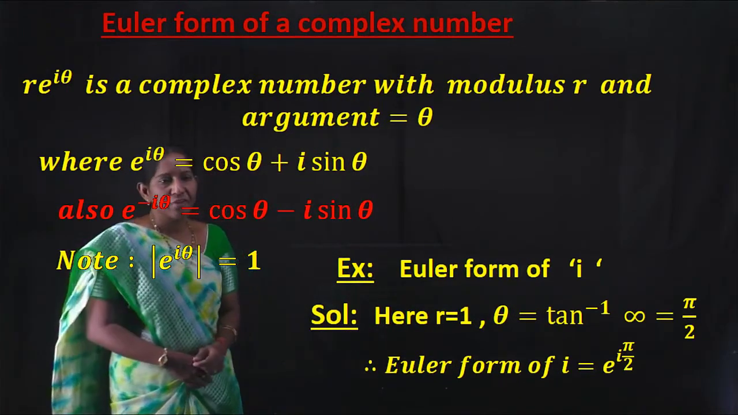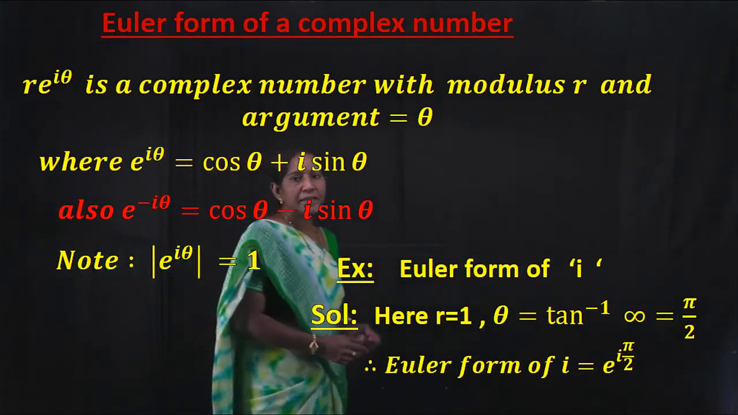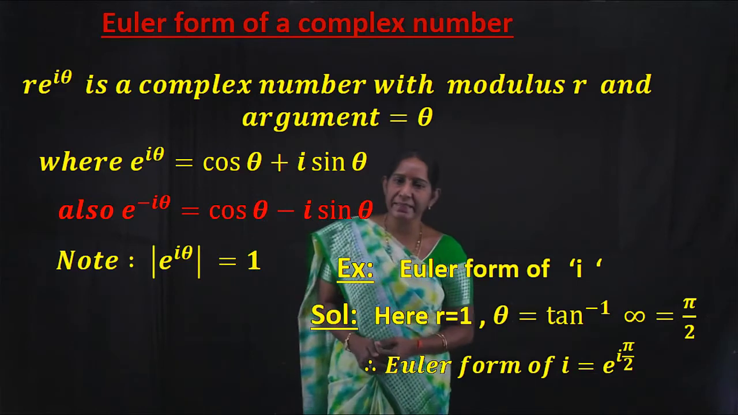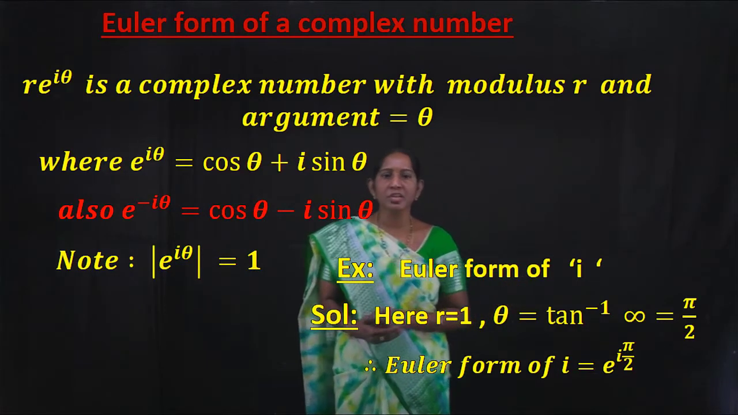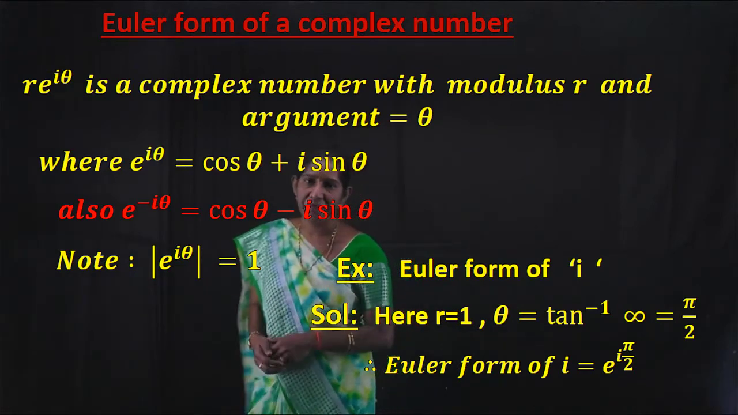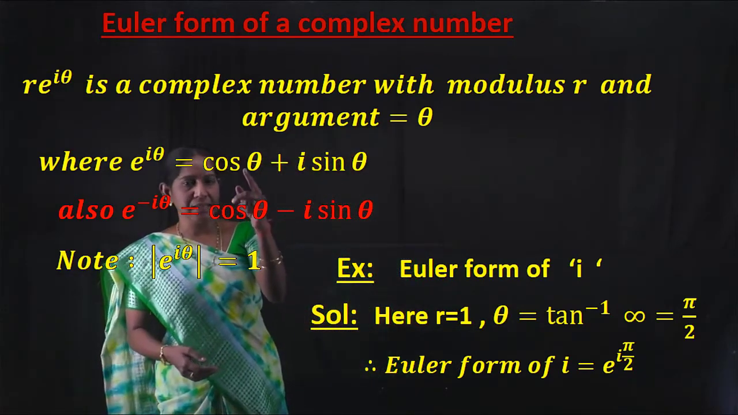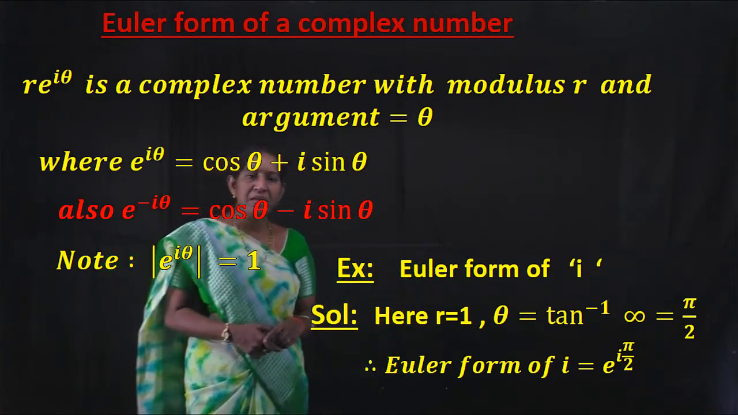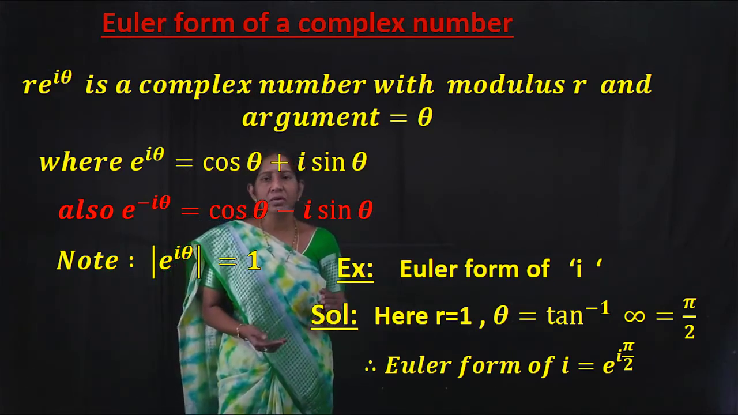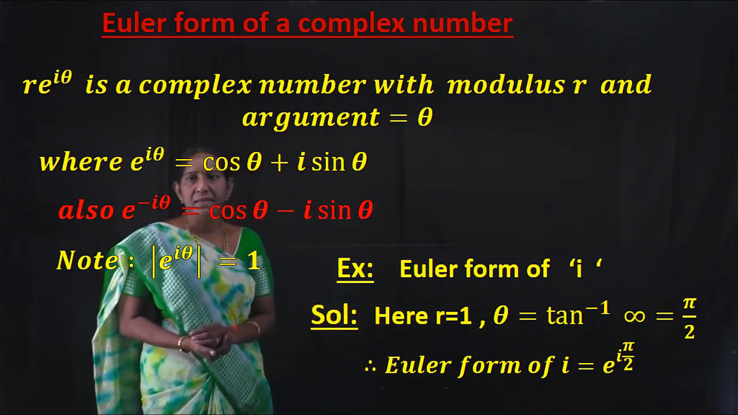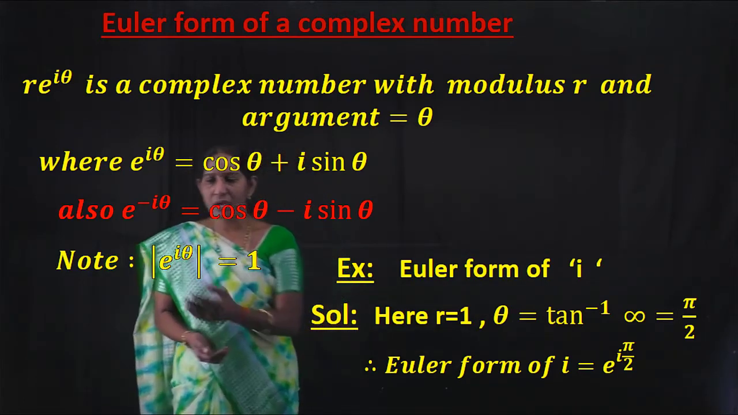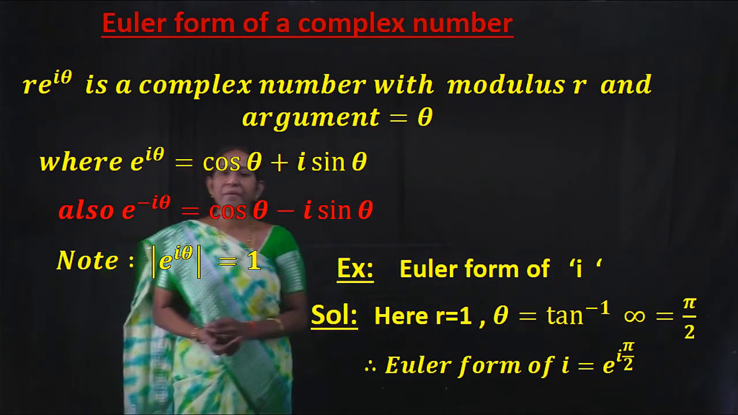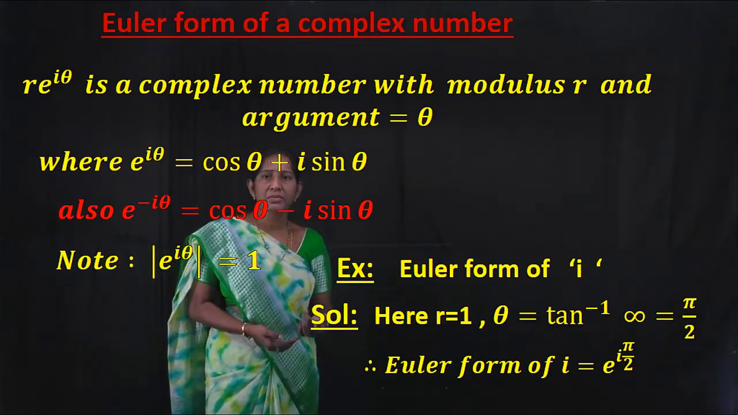Euler form of a complex number. r into e to the power i theta is a complex number with modulus r and argument equal to theta, where e to the power i theta is equal to cos theta plus i sin theta. Also e to the power minus i theta is equal to cos theta minus i sin theta. See the note: the modulus of e to the power i theta has value 1.